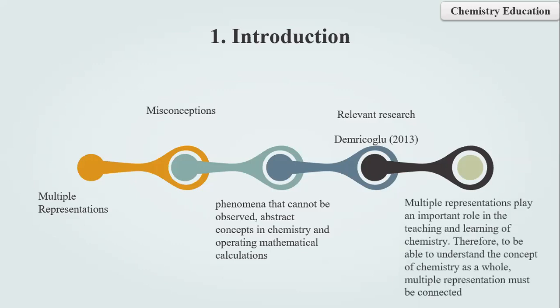Learning that connects the properties of matter at the submicroscopic level with the other levels, macroscopic and symbolic, is effective in helping students make connections between the three levels in chemistry so that their understanding is better. Multiple representations play an important role in the teaching and learning of chemistry. Therefore, to be able to understand the concepts of chemistry as a whole, multiple representations must be connected.